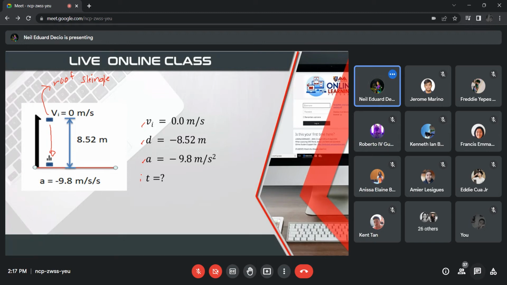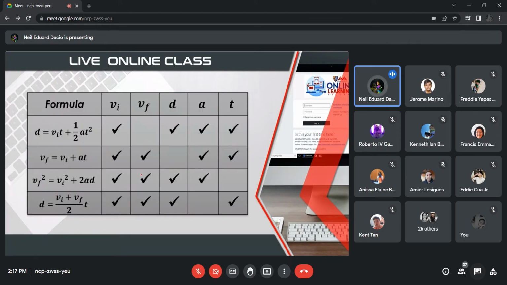Okay. So, I have here the list of equations for kinematics. The list of formulas. So which do you think can we use? Now, knowing that we are given the initial velocity, the displacement, and the acceleration, but we don't know what the final velocity is. Okay, we're looking for time. We're given the initial velocity, the displacement and acceleration. So, which of the following formulas is best to use?